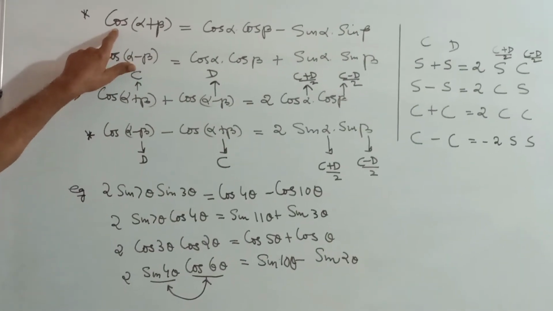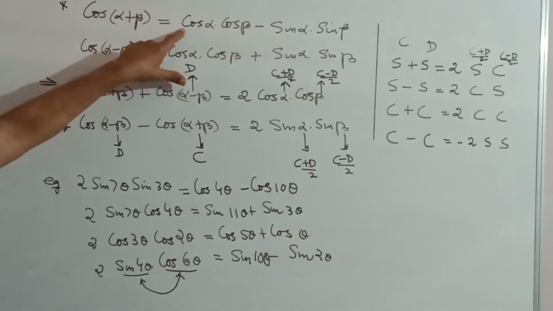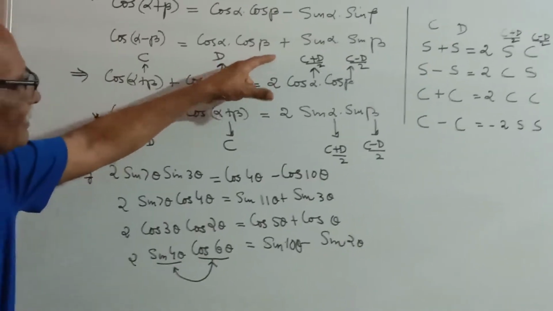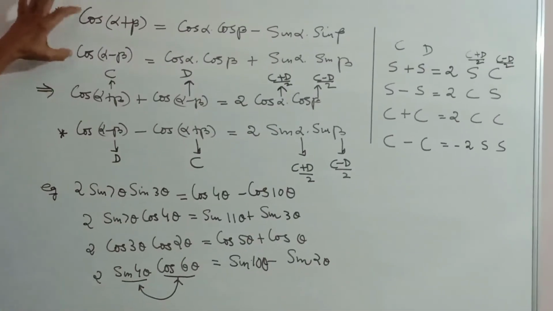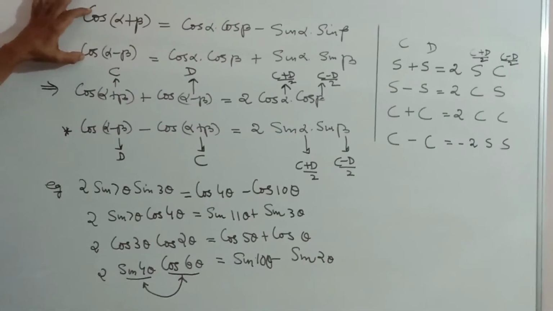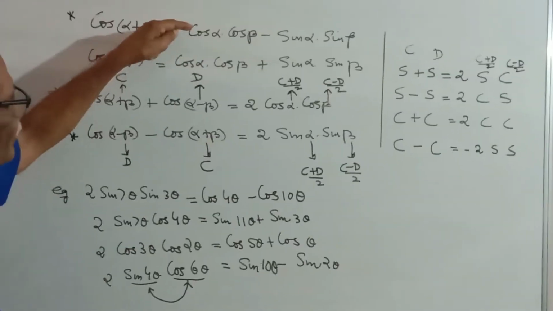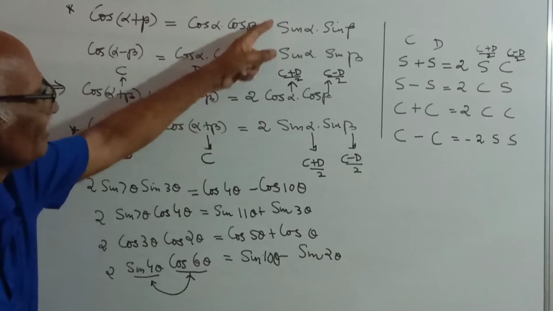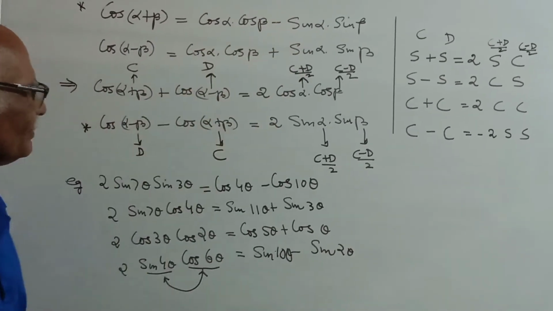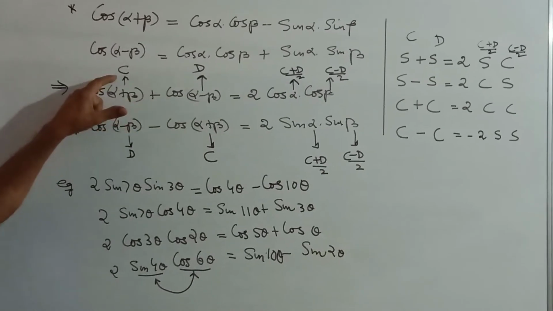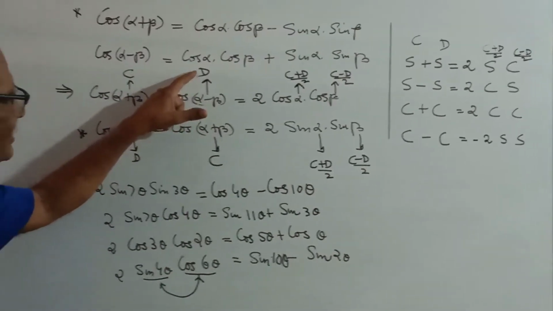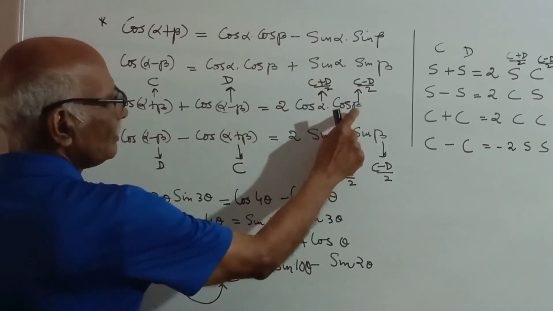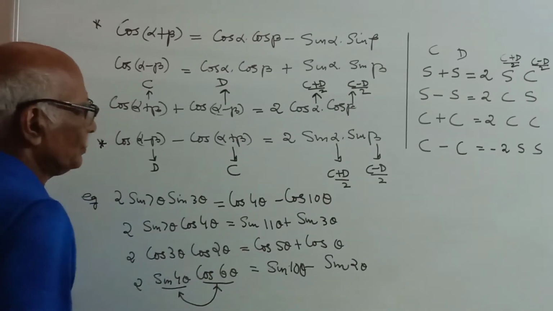Now cos(alpha plus beta) is cos alpha cos beta minus sin alpha sin beta. Cos(alpha minus beta) is cos alpha cos beta plus sin alpha sin beta. So if you add these two, you will get 2 cos alpha cos beta, and the sin terms will die because one is minus and the other is plus. If you call alpha plus beta as C, alpha minus beta as D, then alpha is (C plus D) by 2, and beta is (C minus D) by 2.